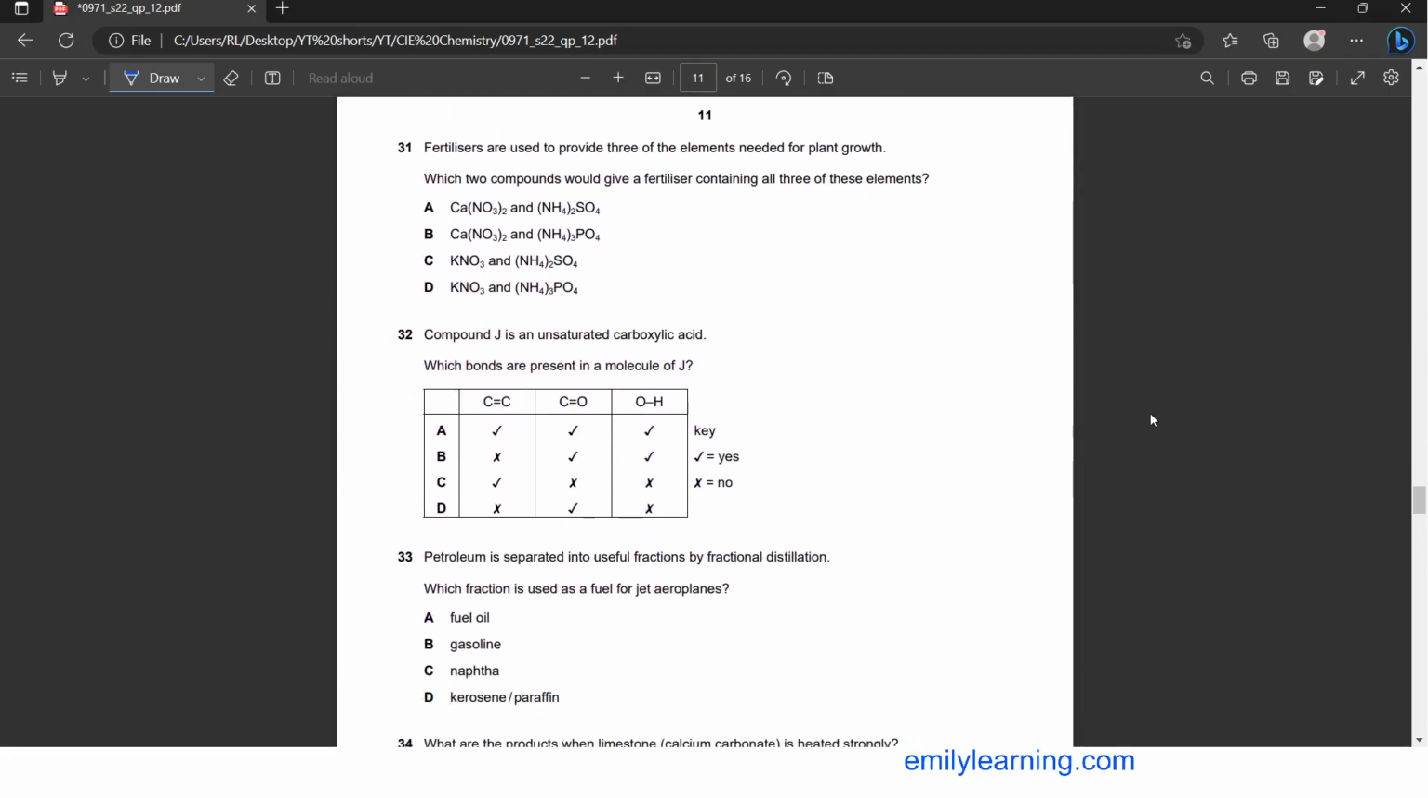Okay, moving on to question 31. Fertilizers are used to provide three elements needed for plant growth, and the three elements are nitrogen, phosphorus, and potassium. Which two compounds would give a fertilizer containing all these three elements? Let's look for two compounds that contain N, P, and K. Here there's N, there's no P, there's no K, so no. There's N, there's P, there's no K, so B is out. There is K, there's N, but there's no P for C, so it's also out. For D, there's K, N, as well as P, so therefore the answer is D.